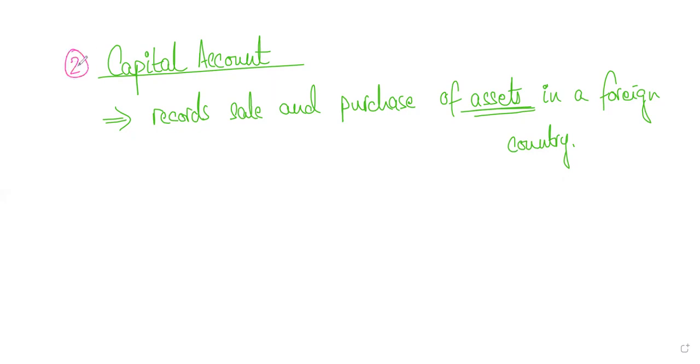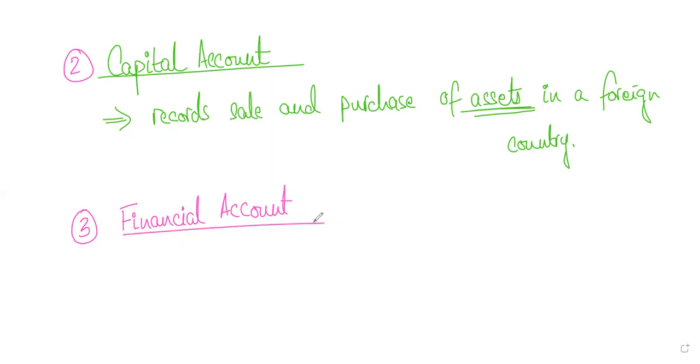Let's quickly discuss the third and the last type of account in balance of payment, which is known as financial account. Now, financial account, as the word suggests, records investment transactions. Financial account records investment transactions between countries, right?